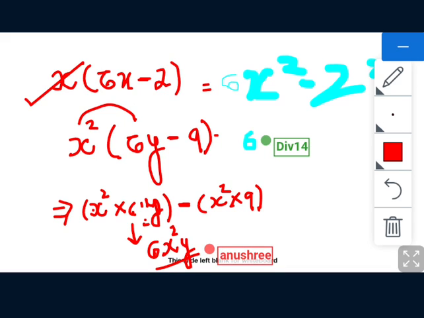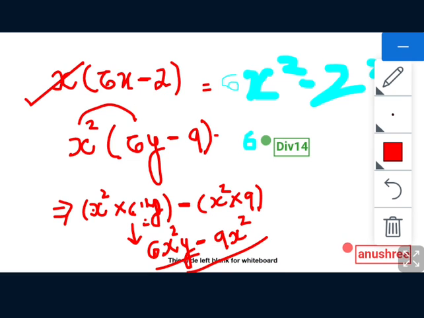Is that clear? Yeah. Minus, what is 9 multiplied by x squared? 9x squared. Yes. So it is minus 9x squared. That is your final answer. Is that clear? Yeah. Okay, so you just write this down. This one only.